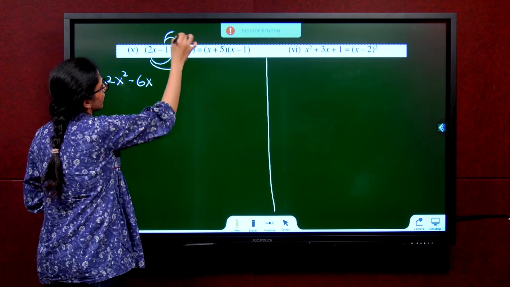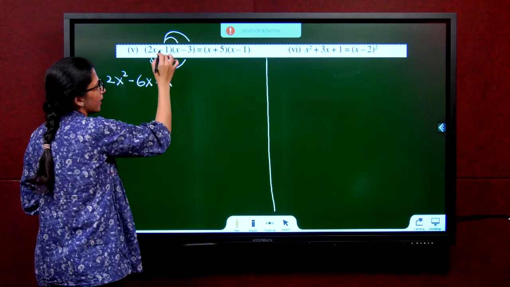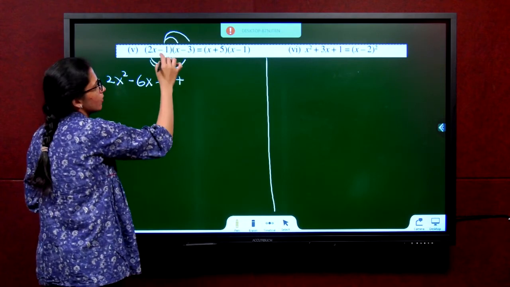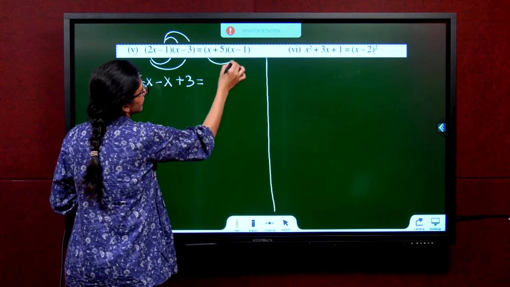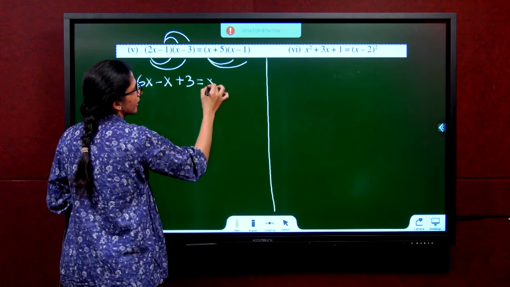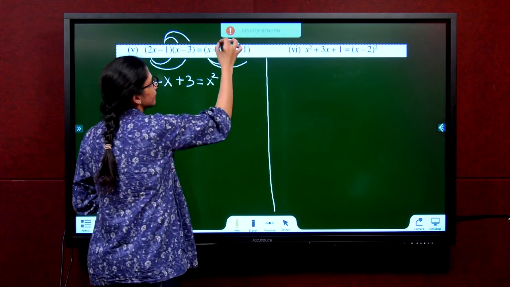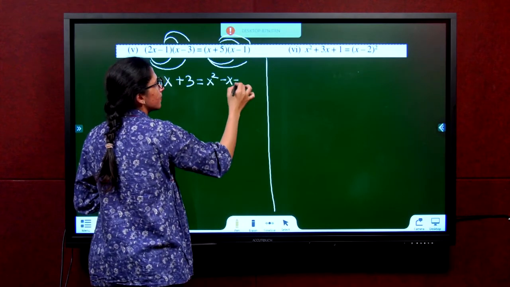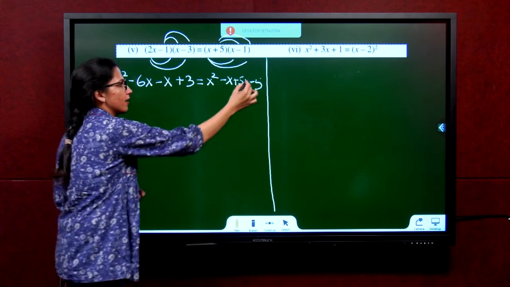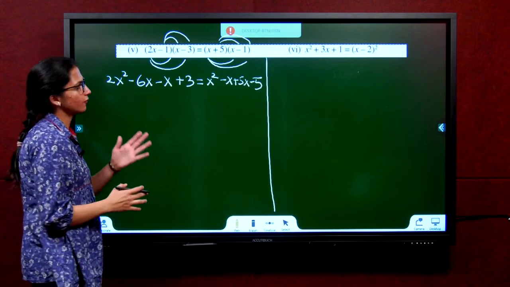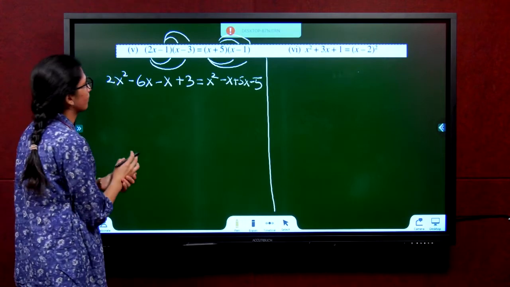Now, take the minus 1 and do it. Minus 1 into x, minus x. Minus 1 into minus 3. Minus into minus, plus. 1 into 3, 3 is equal to, now x. X into x, x square. X into minus 1, minus x. Take the 5. 5 into x, plus 5x. 5 into minus 1, minus 5. I hope you understood. If you do not understand how the signs came, please revise the yellow box I have done in the previous problem.